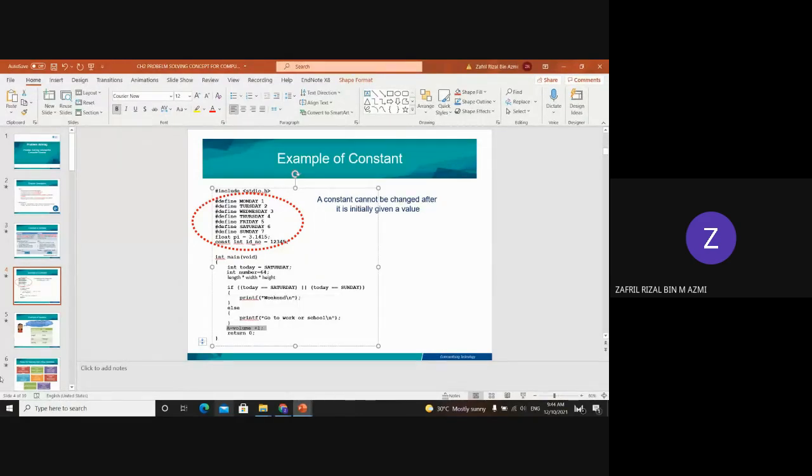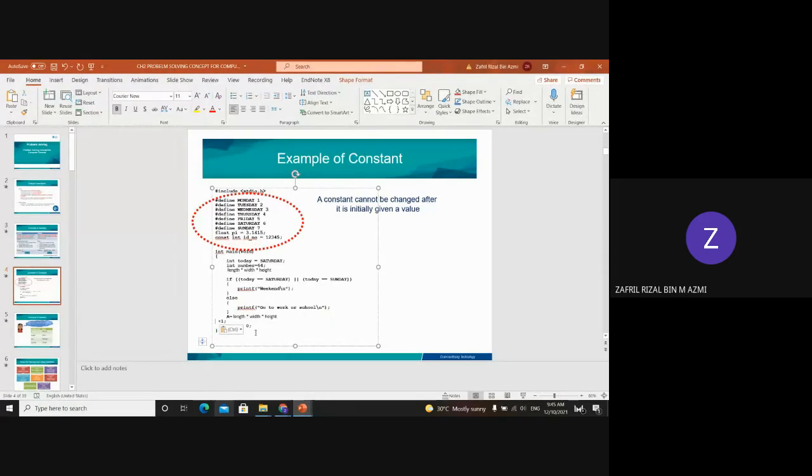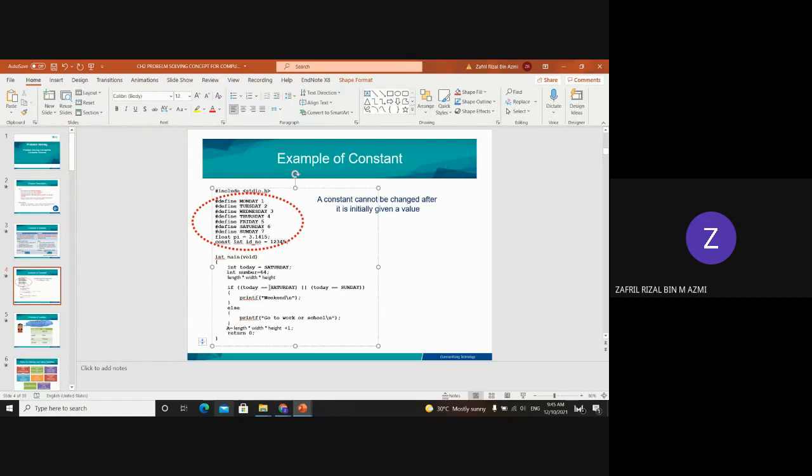Can, class? No. Cannot, because what is the value for volume? No value. So you need to retype again over here. If you want to do it, you need to retype again over here, for example. So this is actually the calculation to obtain the value.